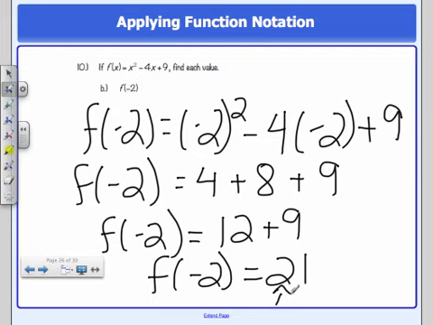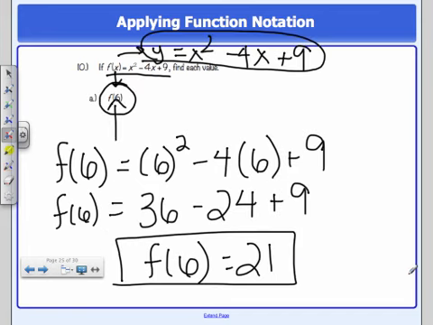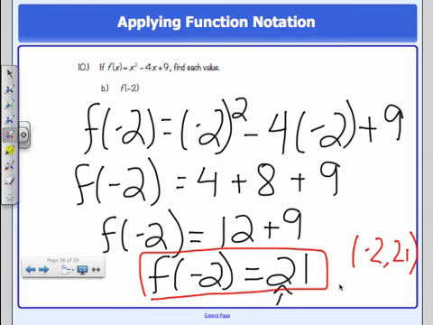Now, here's one thing that I want you guys to understand. If I were to write this out as a coordinate, this tells me exactly what my coordinate would be. It's telling me that my coordinate would be negative 2, 21. It is not a coincidence that these two examples ended up having the exact same output. You will understand again within the next couple of weeks when we learn a little bit more about quadratic functions and parabolas why they have the exact same value.